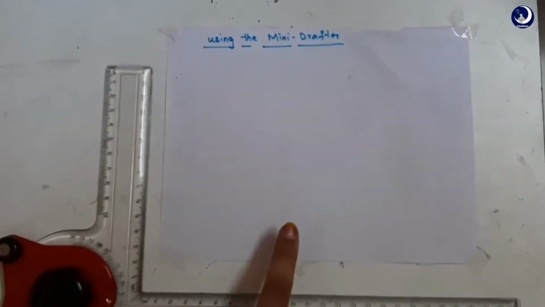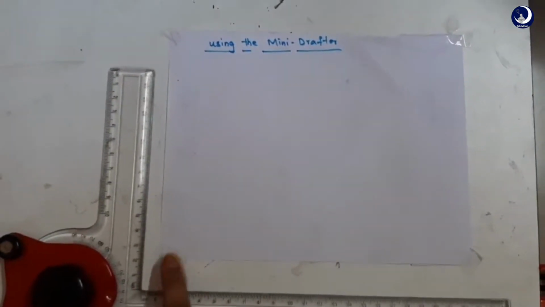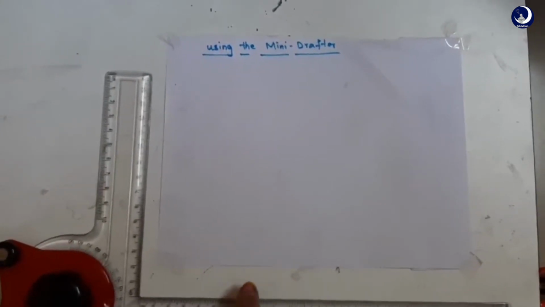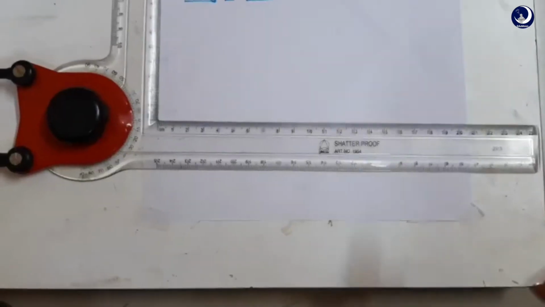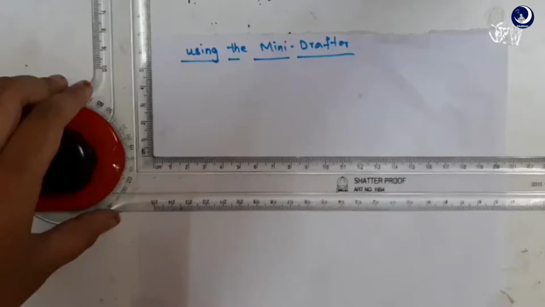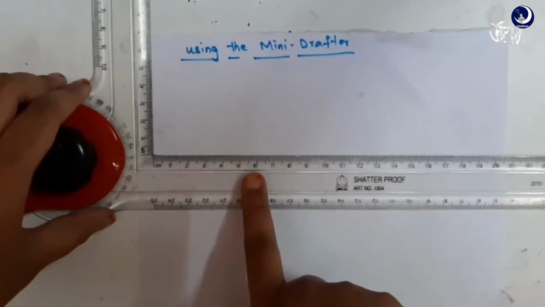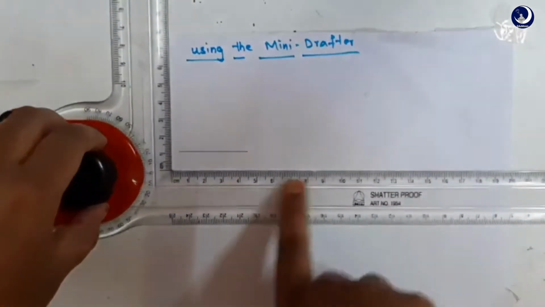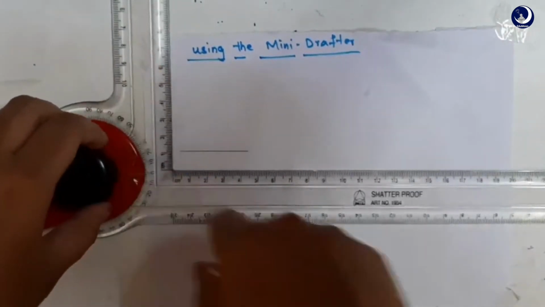You need to secure your chart paper using pins or tape, as I've done here. I've just used a normal paper, but you can secure your chart paper. And the chart paper has to be parallel to your board. We can draw horizontal lines using this scale and vertical lines using the vertical scale.